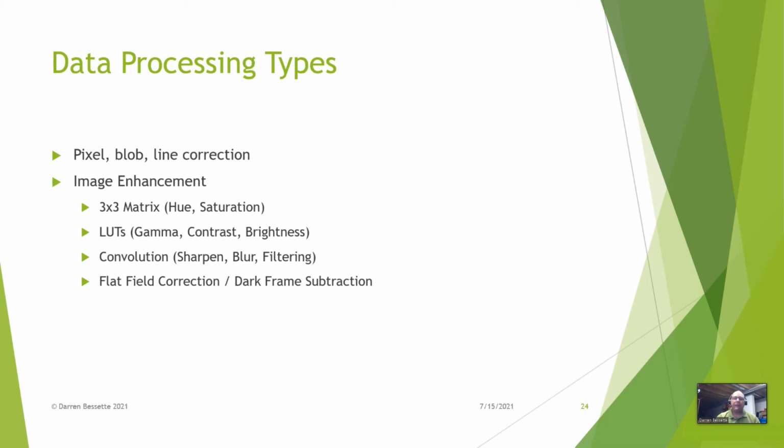Other things that happen as well are image enhancements. So they'll do hue and saturation compensations within it. They'll use basically that 3x3 matrix. They'll use lookup tables to apply other things like gamma, contrast, and brightness. They'll even have convolution filters to help sharpen or blur or do other filtering within the camera, and sometimes they'll do it externally as well.